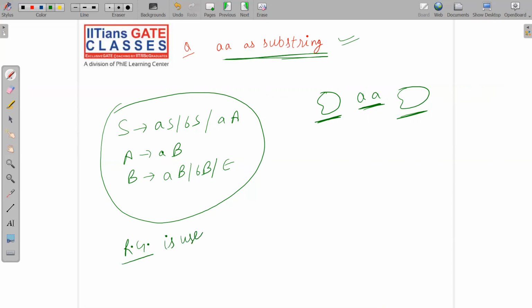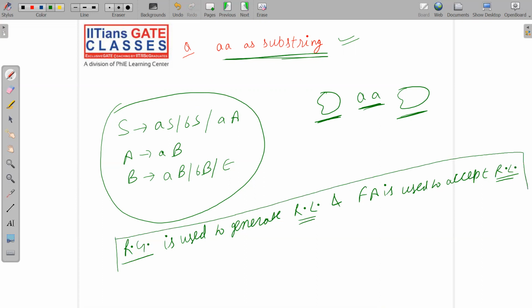Okay, so you should write all these things. Regular grammar is used to generate regular languages, and FA is used to accept regular languages. Okay, regular grammar is used to generate regular languages, and FA is used to accept the regular languages. So please note down these points carefully. You will get confused after a few lectures. You will get confused in all these points. Okay, so please use the terminology properly. And again, I am saying this again and again. Please note it down properly.